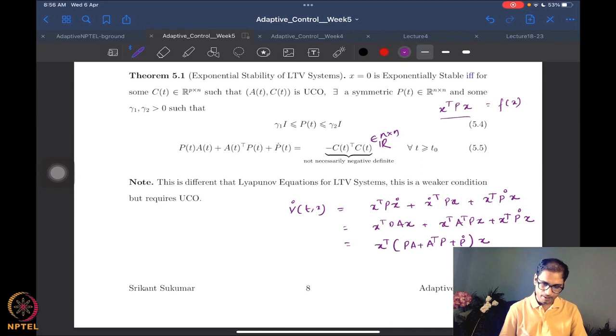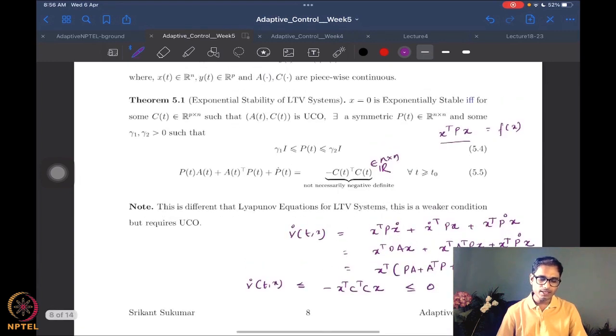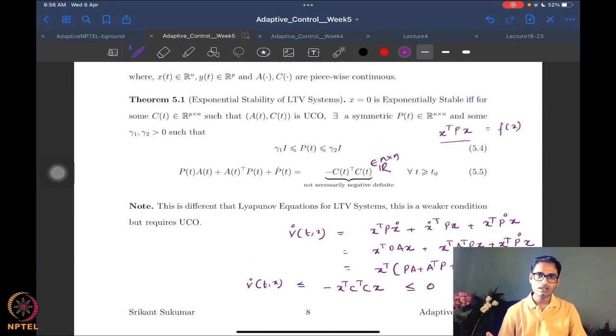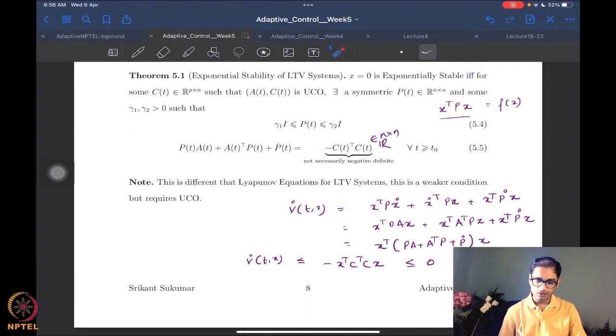So using this result in 5.5, what we have claimed is V dot of t, x is less than or equal to minus x transpose C transpose C x, which is at best negative semi-definite, not negative definite, because C is at most rank p, and p is usually less than n. So the product can be at best rank p, but it's of dimension n, so it's a singular inner product. But because it's like an inner product, it is quadratic, so with the negative sign it's at best negative semi-definite. So what we are claiming is that with just this negative semi-definite structure, we can claim exponential stability. And how do we claim this?